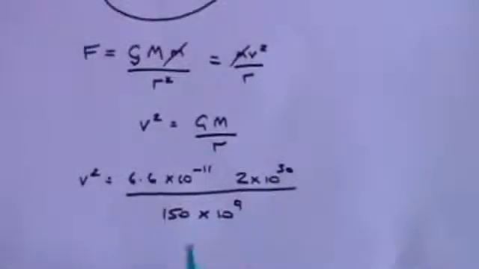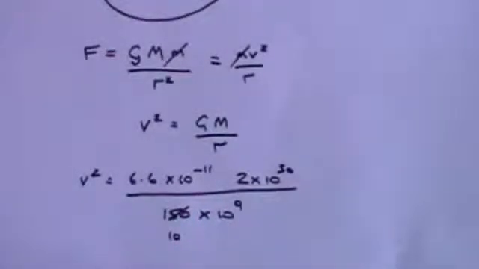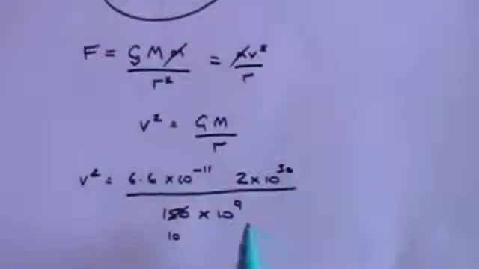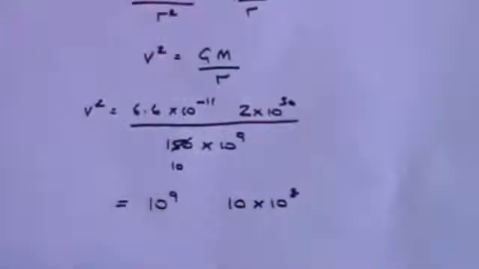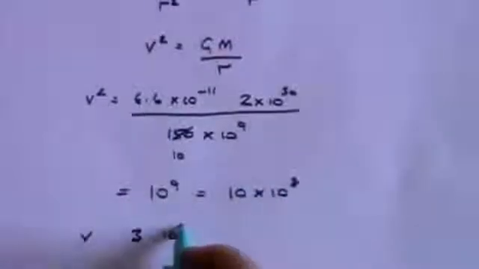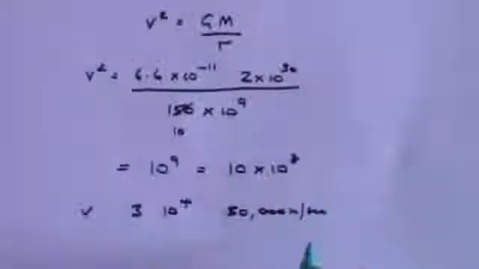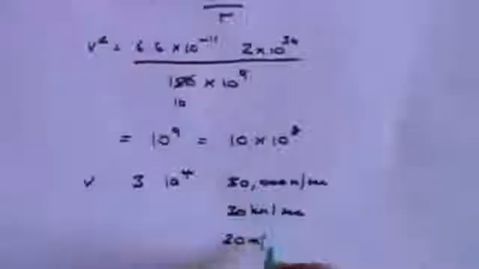Well, we don't want to be too precise about this, so let's say that 6.6 times 2 goes into 150 10 times. So now we've got 10 to the minus 11 times 10 to the 30, that's 10 to the 19, divided by 10 to the 10, that becomes 10 to the 9. Or if you like, to ease my calculation, 10 times 10 to the 8th, that's the same thing. And that's v squared, so we have to take the square root of that. Well, the square root of 10 is about 3, and the square root of 10 to the 8th is 10 to the 4th. So that gives us 30,000 metres per second, or if you prefer, 30 kilometres per second, which very roughly equates to about 20 miles.